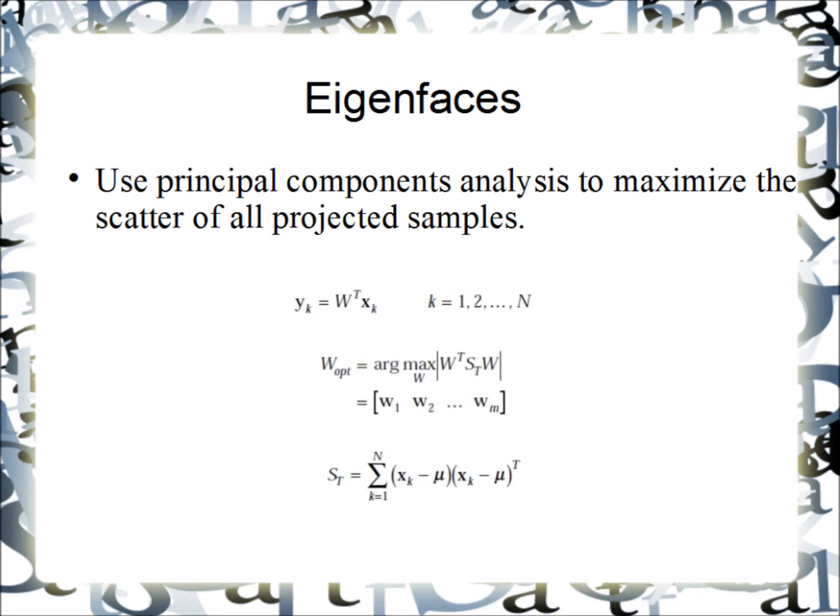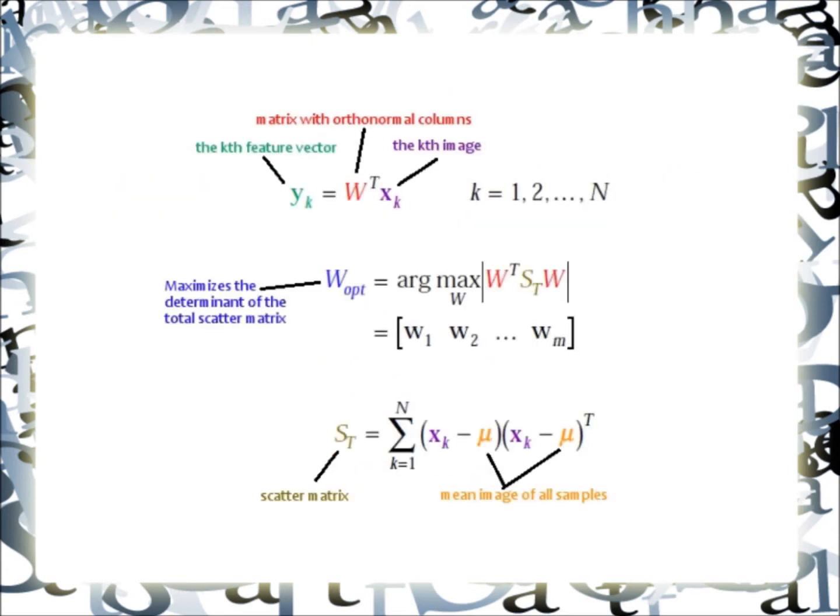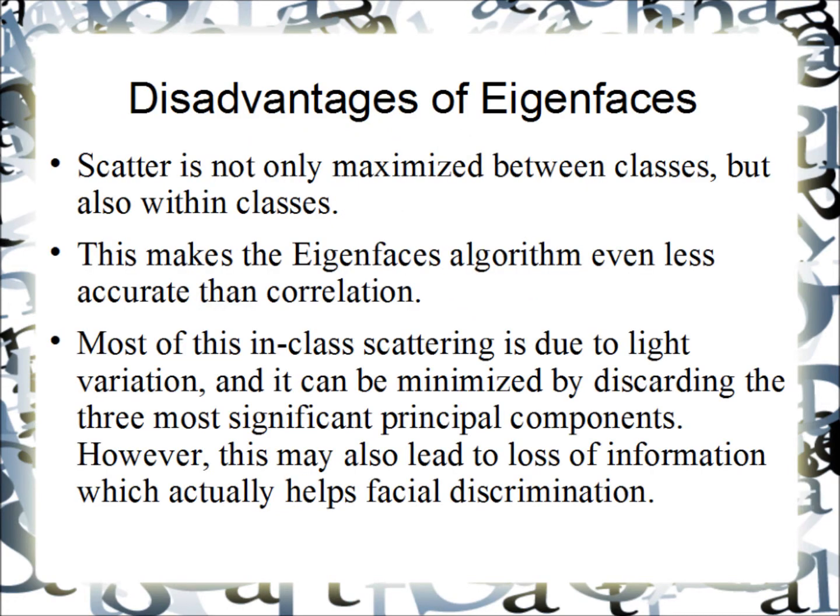The second algorithm we're going to talk about is Eigenfaces. This uses principal components analysis to maximize the scatter of all the projected samples. And here's the math behind it. It's your basic standard PCA. The biggest advantage of Eigenfaces is that it runs faster than correlation and uses less memory.